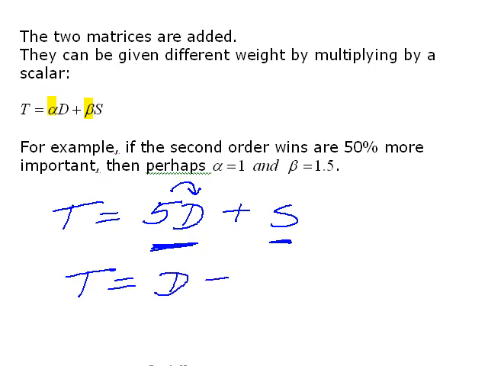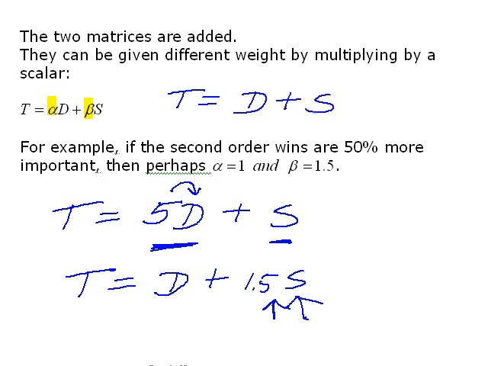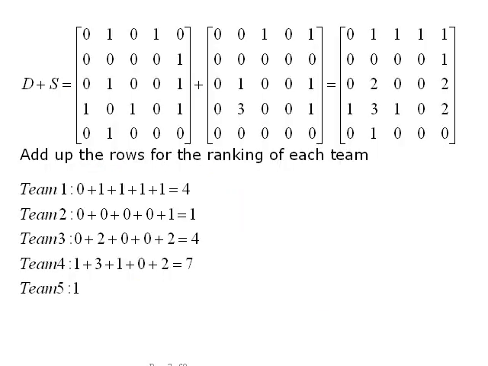You might do something like this, 1.5 times S. That gives a 50% increased weight to the second order wins if you think those are more important than the direct wins. What I'm going to show you though is a case where I'm just letting them be equal, D plus S. No particular weight to the direct wins or the secondary wins. Here's the result for the situation. I'm just adding the two matrices together, and recall that when you add, you go element by element. So this 0 gets added to this 0, and the result is placed there.